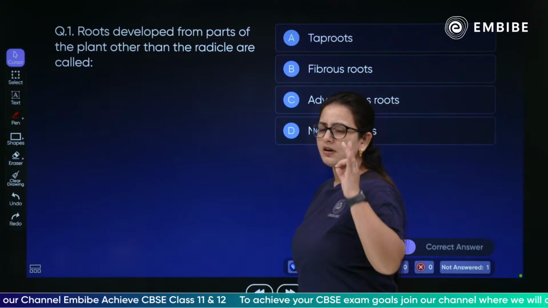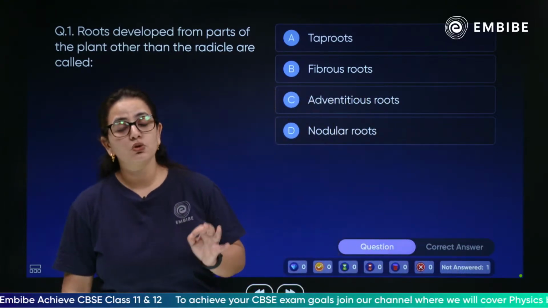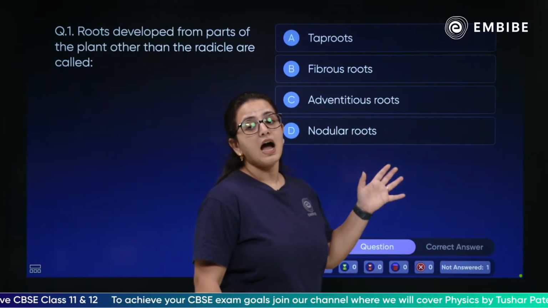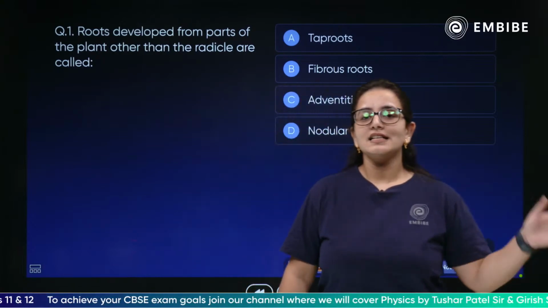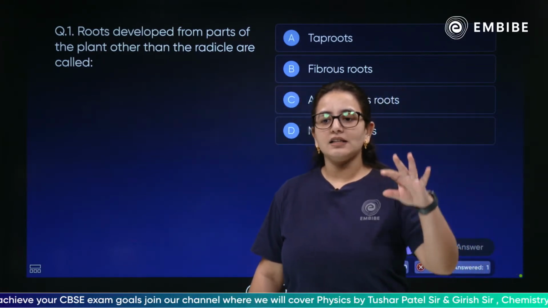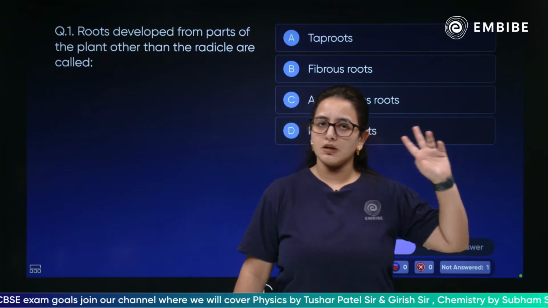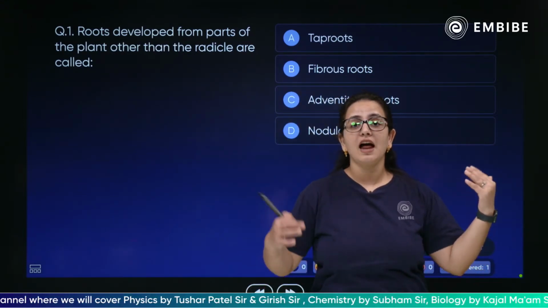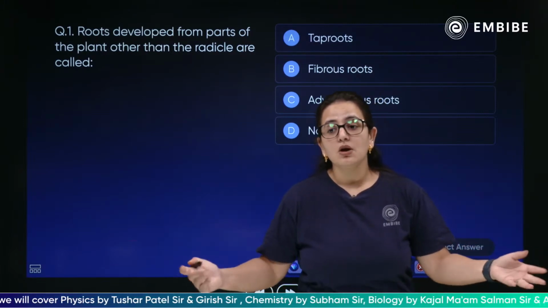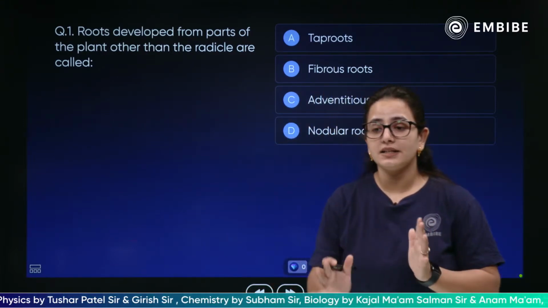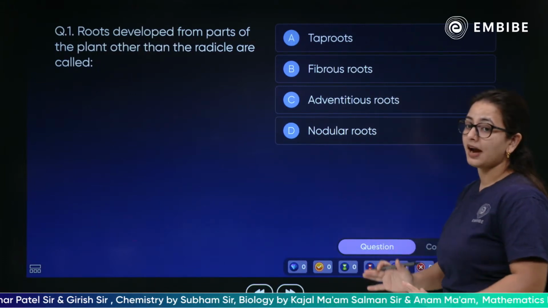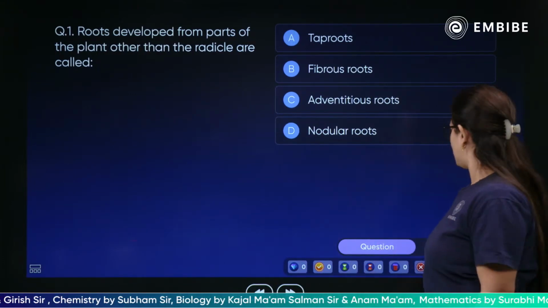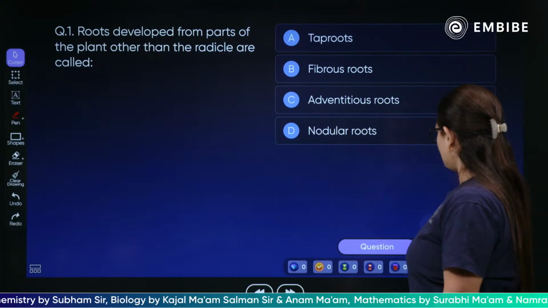The very first question, a very simple question. The roots developed from the parts of the plant other than the radicle are called what? A dicot plant has a radicle and a plumule, but there are certain plants which do not have the radicle, yet they have roots. What kind of roots do we consider them? That's absolutely simple. Please try to answer. Quickly, children.